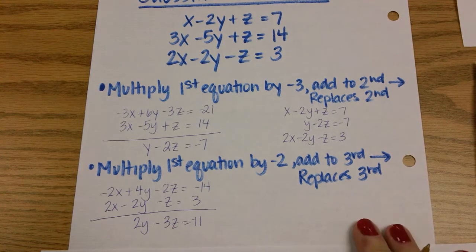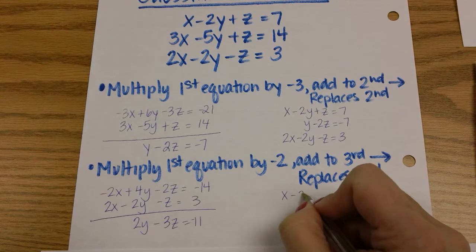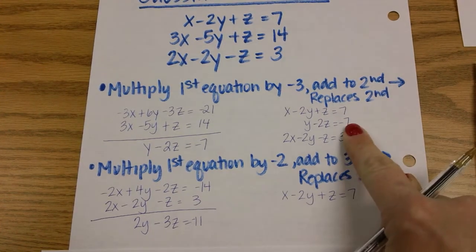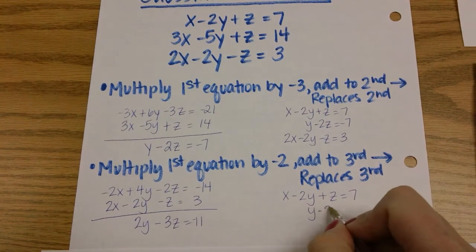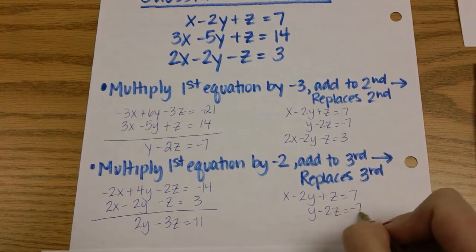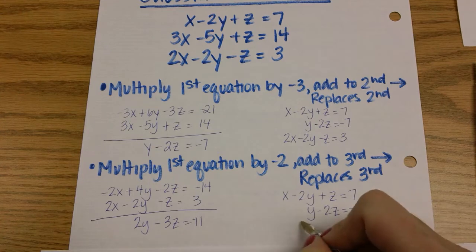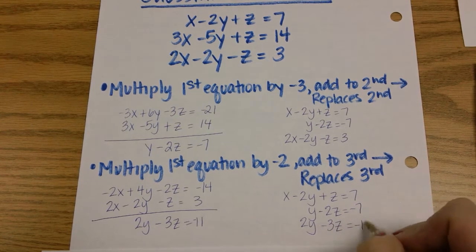Okay, to the right here I'm just going to write what we have left over right now. We have our first equation stays the same. Our second equation from what we did in the previous step is y minus 2z equals -7. And then we're going to replace our third equation here with the sum that we just got. So that's 2y minus 3z equals -11.